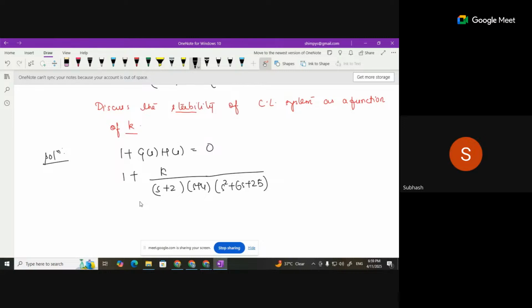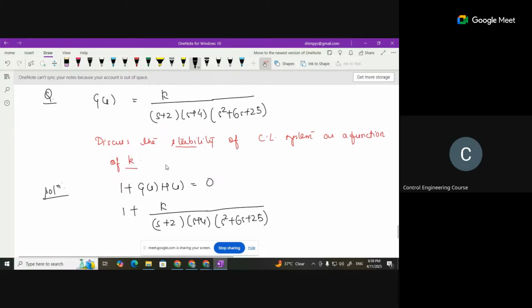So if they don't mention anything, we take it as negative unity feedback. I've told you in the beginning, a unity feedback control system is having an open loop transfer function. My doubt is whether it is negative feedback or positive feedback? Yes.